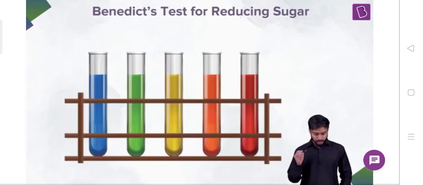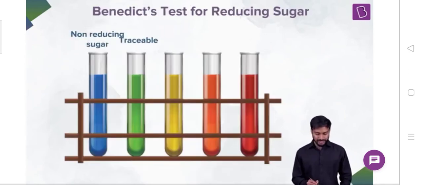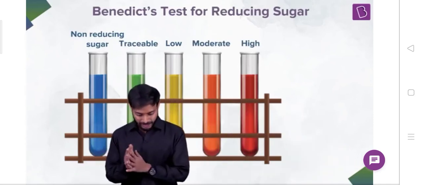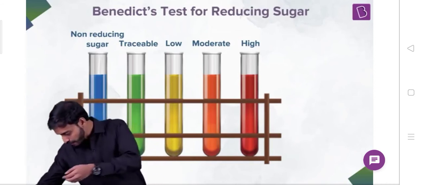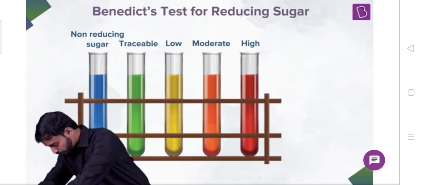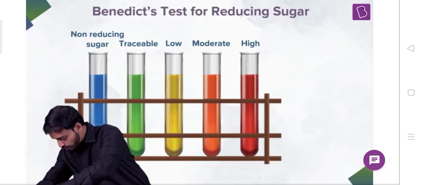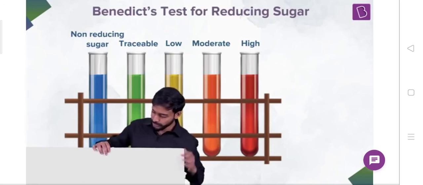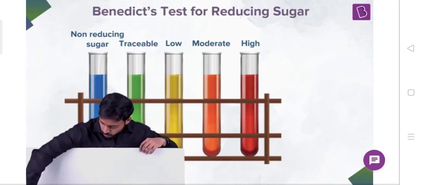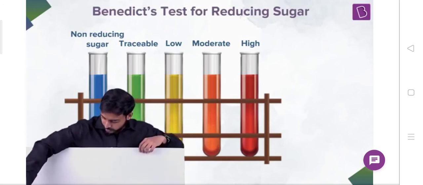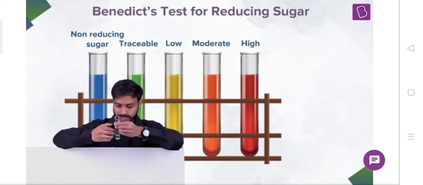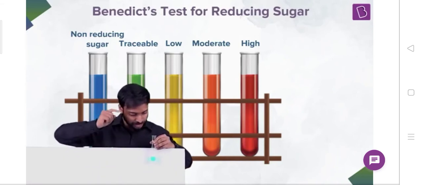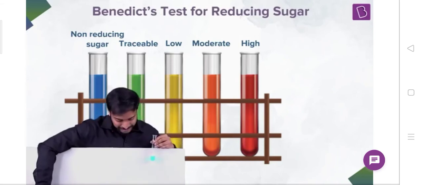Fine. It's time to figure out the result of the experiment we have done. Fine. Are you ready for this? Okay. Let's see. Yes, we have got the results. Fine. I'll take them one by one. Wait. Let me use this one so that you can visualize properly. So, this one had sucrose. It's blue. Match it, match it. Non-reducing sugar.